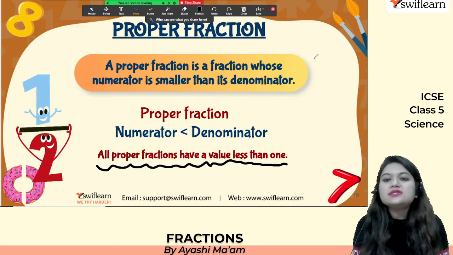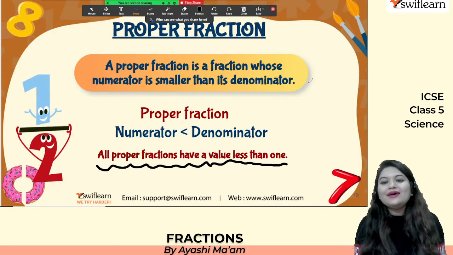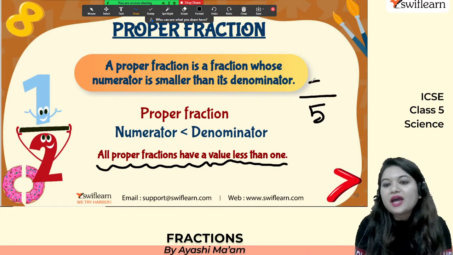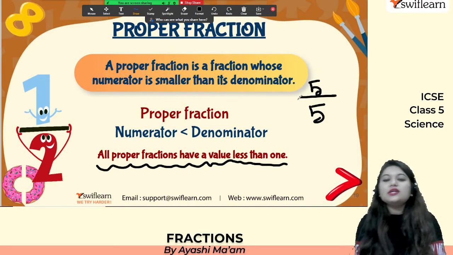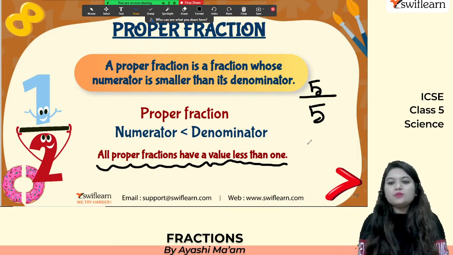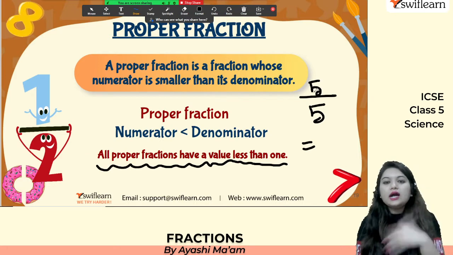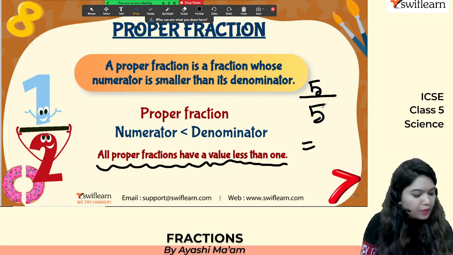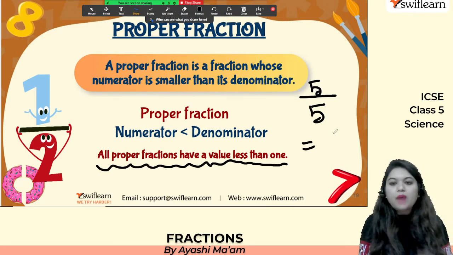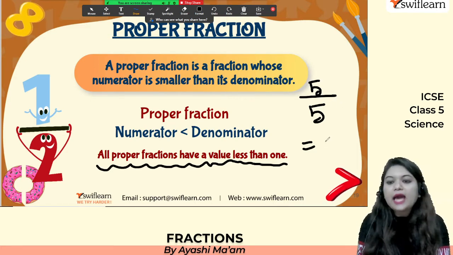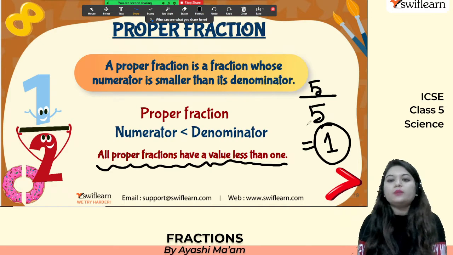Okay, so why is this happening? See, suppose I am writing 5 by 5. Okay, so the numerator and denominator are both the same. Whenever the numerator and denominator are the same, we will learn about it a bit later. But for now, you can just understand that whenever the numerator and denominator are both the same, we can actually represent it as 1. That means 1 whole.